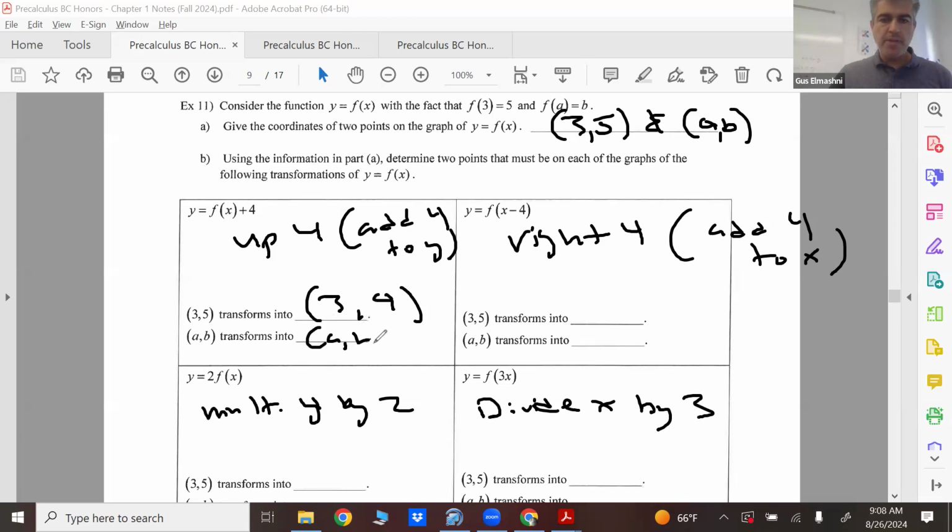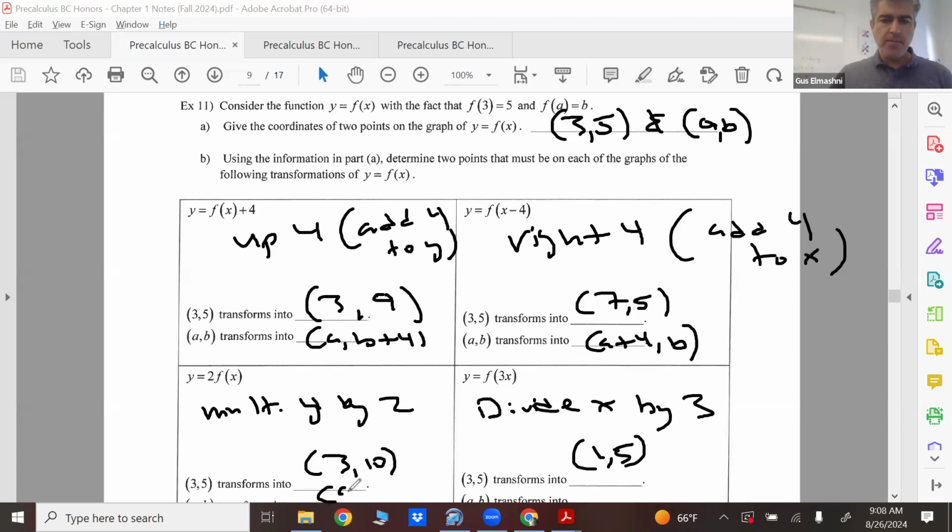So in this case, you have 3, 9, or a, b plus 4. Here you're going to have 7, 5, or a plus 4, b. Here you're going to have 3, 10. Or here you're going to have 1, 5, or essentially a, 2b, or a over 3, b.